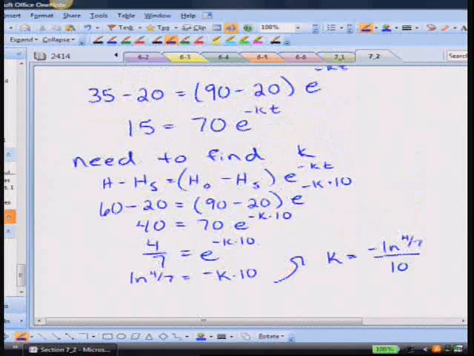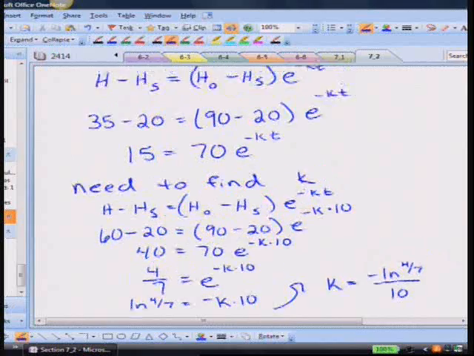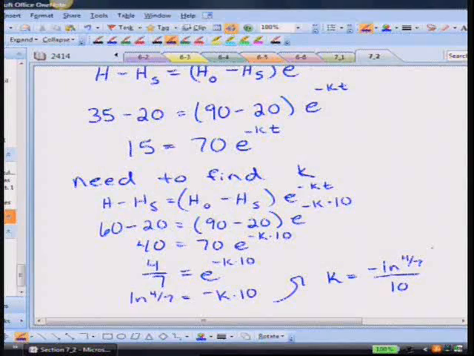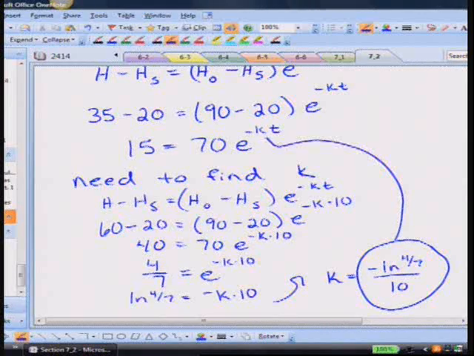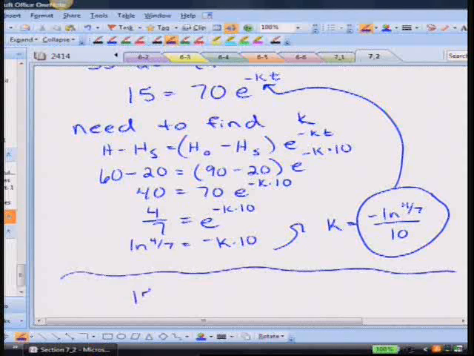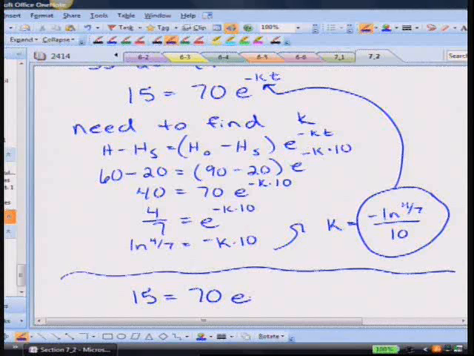All right, and so you will go in here and figure out what that number is, or you can just leave it like that. And that is the value that you are going to plug in for this equation and solve for t. So 15 equals 70 e. The negatives are going to cancel there, so that's going to be ln 4/7 divided by 10 times t.